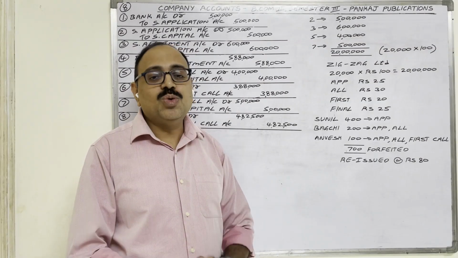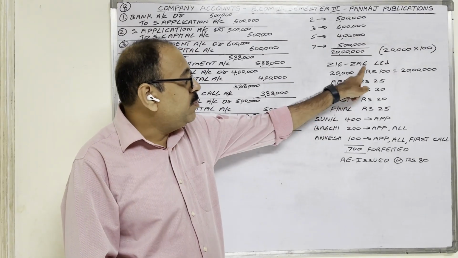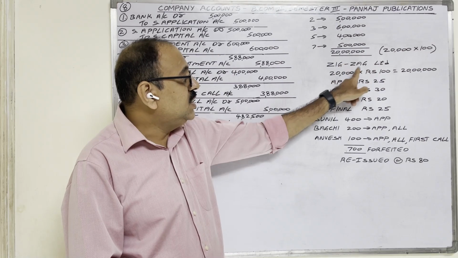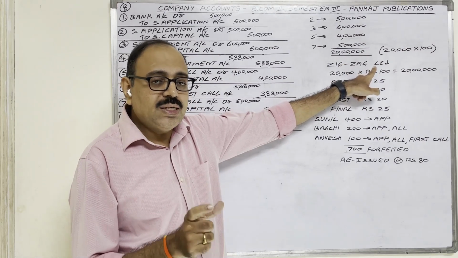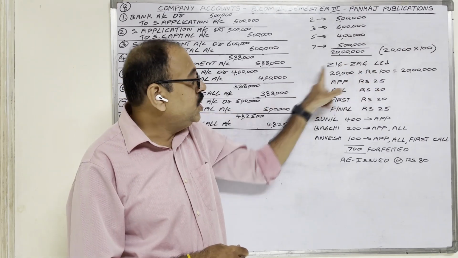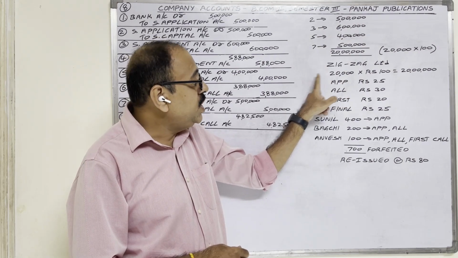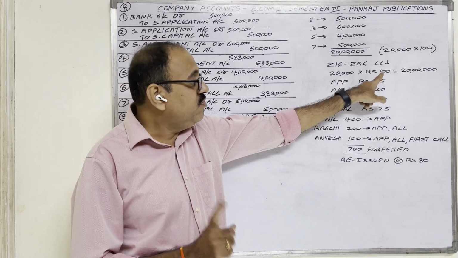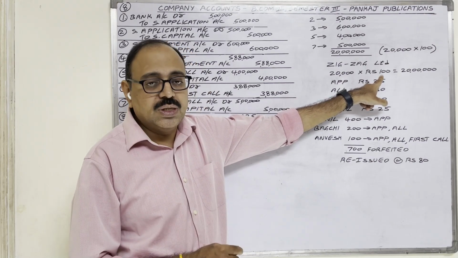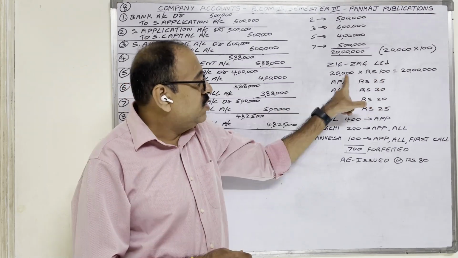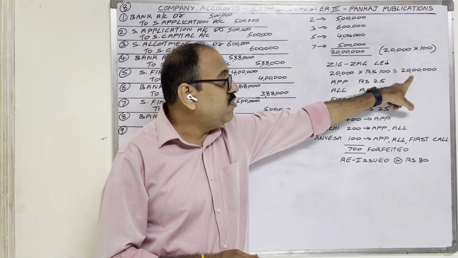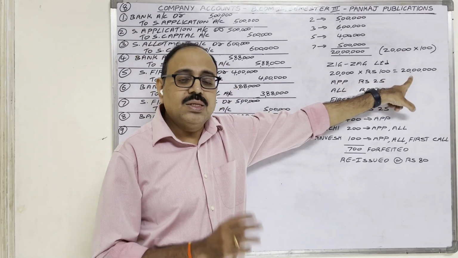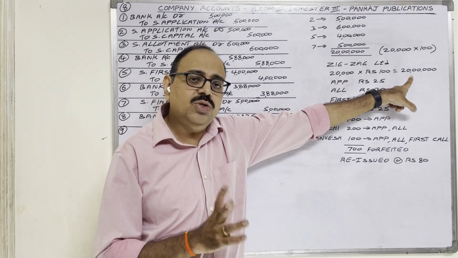Let us understand the question first. There is one public limited company, Zigzag Limited. Their authorized capital is not given in the question. Issued capital is given. The company issued 20,000 shares at the rate of 100 rupees each. So one share price is 100 rupees. This is known as the face value of the share. 20,000 into 100 rupees, 20 lakh is the issued capital. Subscribed capital and called up capital are also the same.